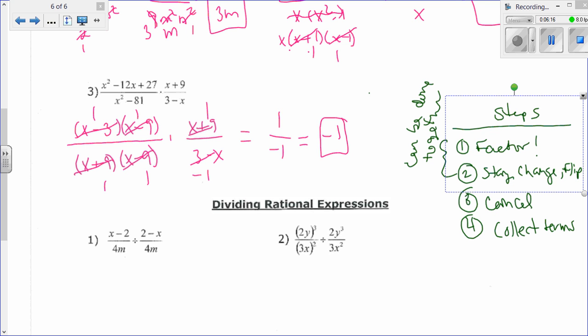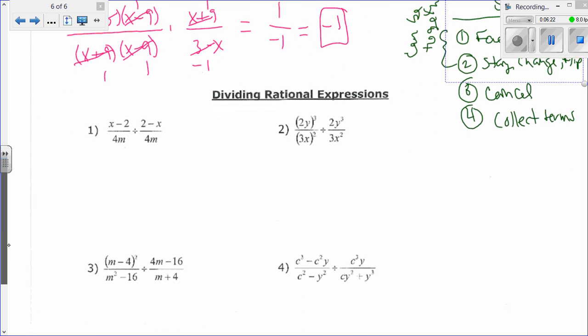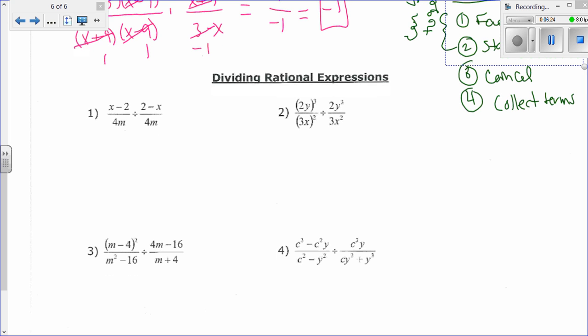So you can combine steps 1 and 2 into one step if you'd like to. And that's what I tend to do. So for number 1, I have (x minus 2) over 4m. That's not factorable. And neither is (2 minus x) over 4m factorable. So there's no factoring. So I stay. That means I keep the first fraction the same. I change my division to multiplication, and then I flip my fraction to its reciprocal.